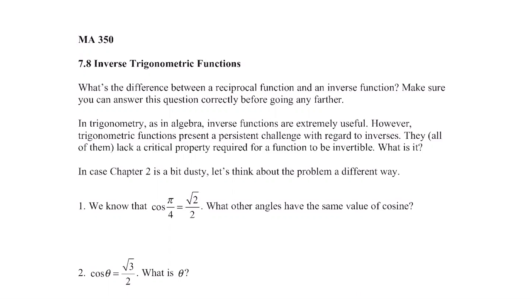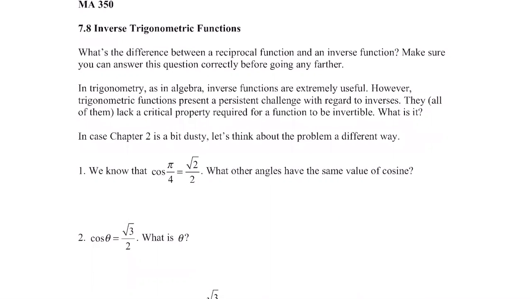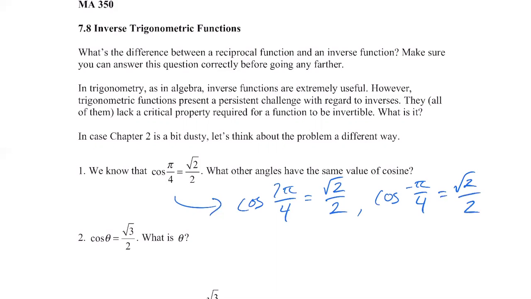In case chapter 2 is a bit dusty, let's think about the problem a different way. We know that the cosine of pi over 4 equals root 2 over 2. What other angles have the same value of cosine? Well, if you know your unit circle well, you would say, I know that the cosine of 7 pi over 4 is equal to root 2 over 2. I know that the cosine of negative pi over 4 is equal to root 2 over 2. And there's a lot more.